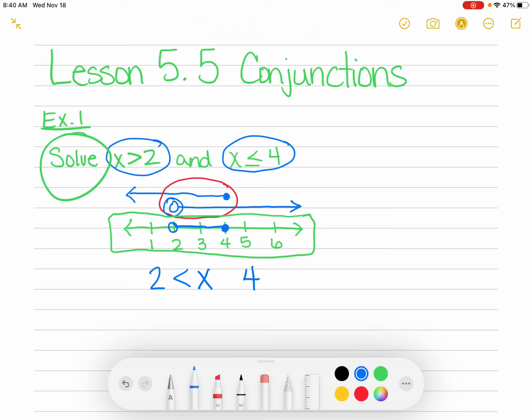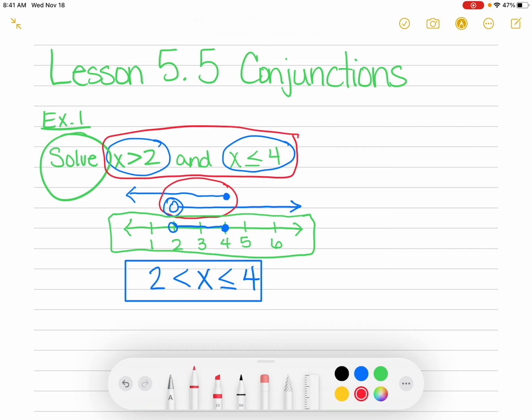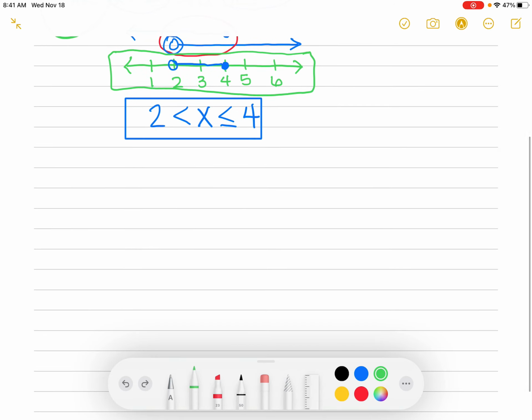So x is greater than 2, so the opening's going to go open for the x. And then the 4, x is less than or equal to 4. So that's now my answer. I pretty much put together these two problems and I solved it with a graph. You could also do this without a graph, but I like you to be able to see it with the graph. Now let's go on to example 2 and get another example in here in case you did not get that one very well.